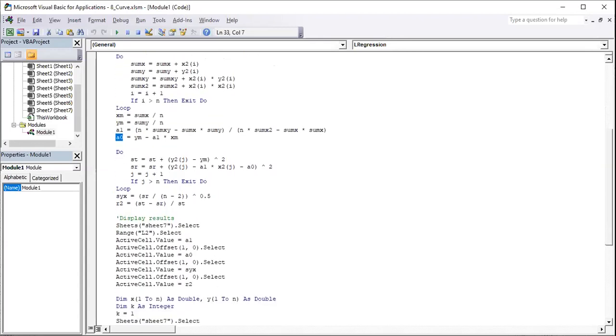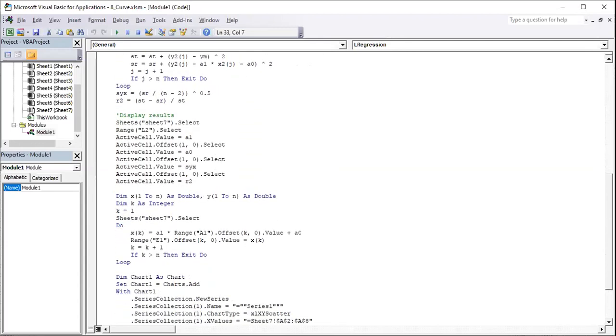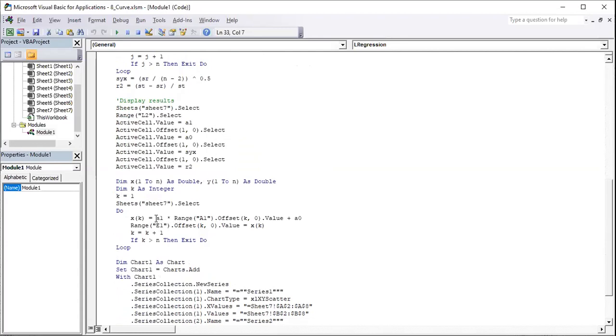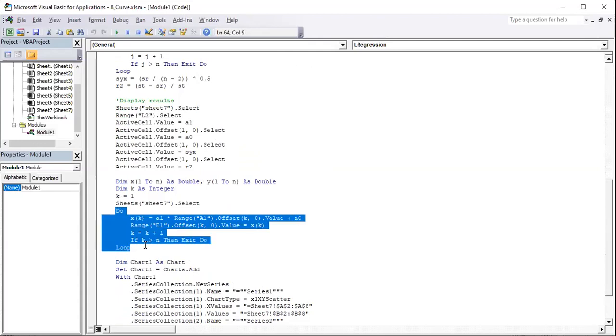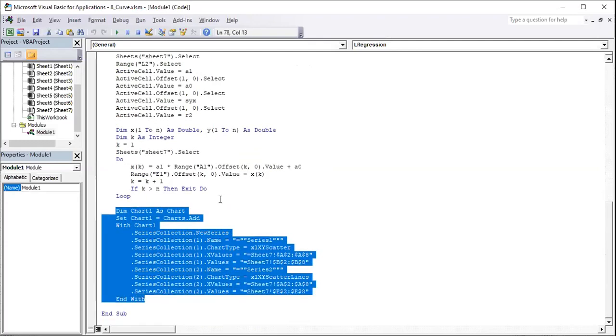the next thing is to derive the line, to get the line. So to get the line, you need A1 and you need A naught. Then you take the values of x in range A1. So this loop is to calculate the line of best fit, to calculate the values. Then this last set of equations is just to draw the straight line through the data.